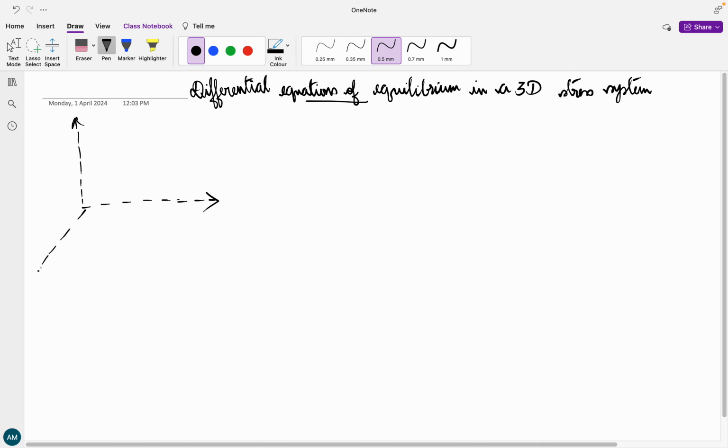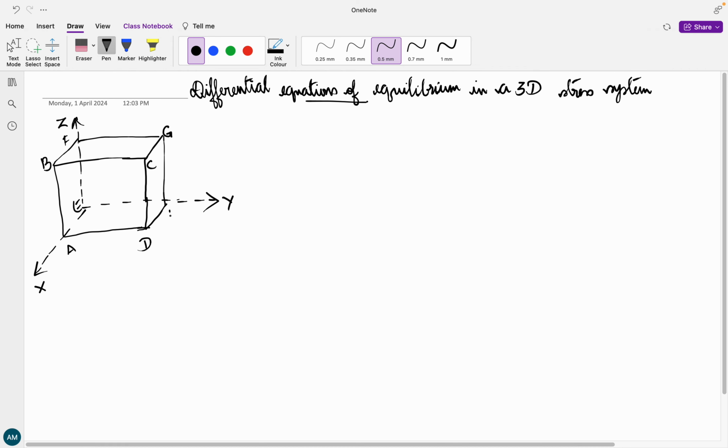This is the three-dimensional coordinate axis. Let this be x, y, z. Now, on this, I am going to draw a parallelepiped. The parallelepiped has been drawn. Let the vertices be A, B, C, D, E, F, G, H.